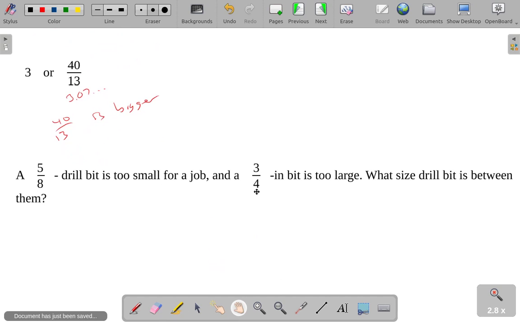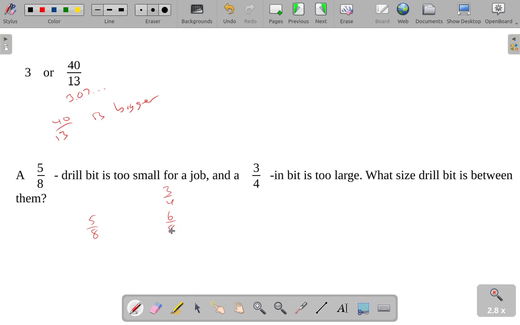And the last question here says a 5/8 drill bit is too small for a job, but a 3/4 is too large. What size is in between them? If we wanted to compare these, 5/8 and 3/4, we want them to have the same denominator. I'd rather think of 3/4 as 6/8. Those are the same because I'm just doubling the top and the bottom.